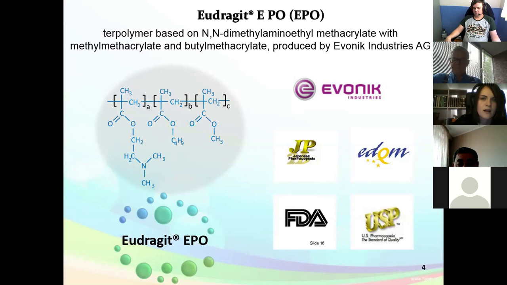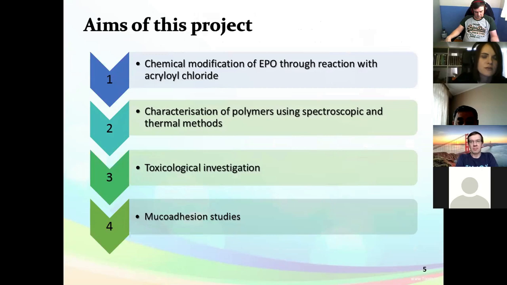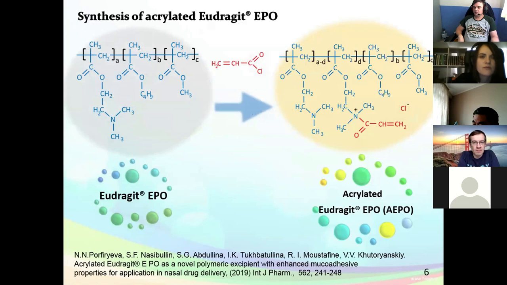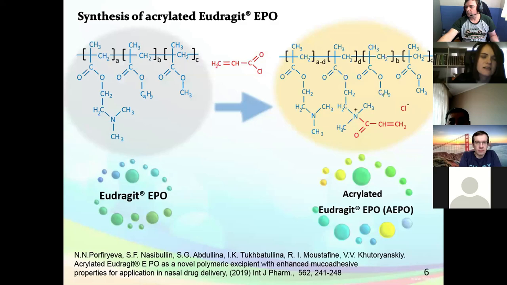So the aim of our project was to chemically modify EPO by reaction with acryloyl chloride. We have characterized their structure and physicochemical behavior. To investigate its toxicological properties, we used the slug mucosal irritation test. And finally, we have studied the mucoadhesive properties of the modified polymer on freshly excised sheep nasal mucosa. In the beginning of this project, we modified EPO by reaction with acryloyl chloride and synthesized two types of acrylated EPO with 25 and 50% substitution of the dimethylamine groups. These products were isolated using dialysis through cellulose membranes.